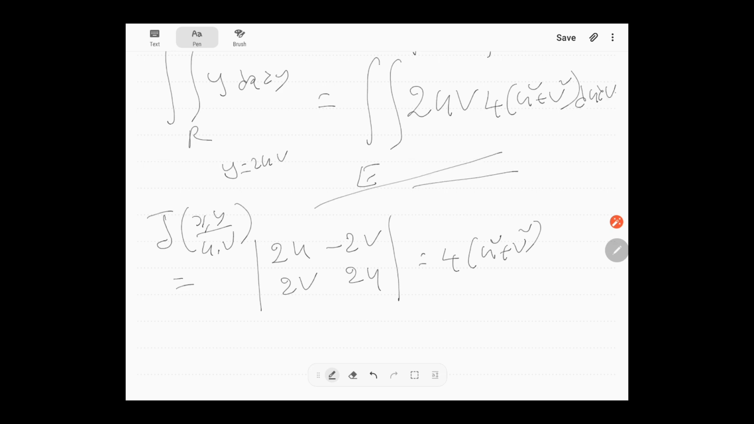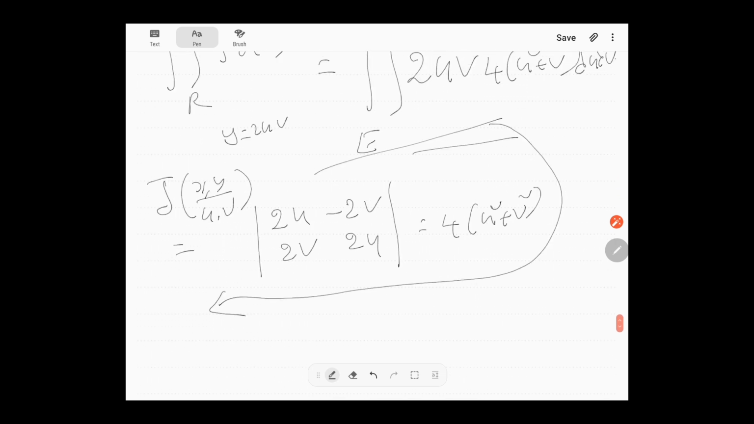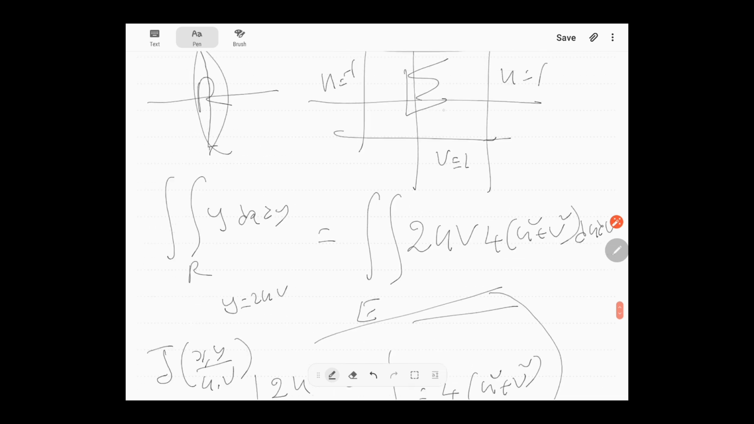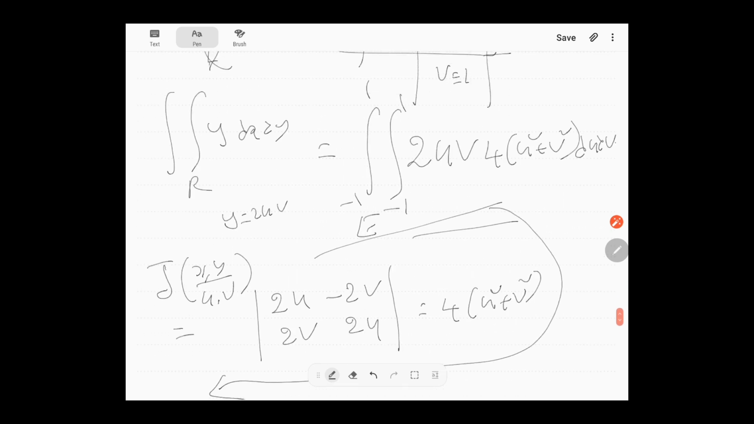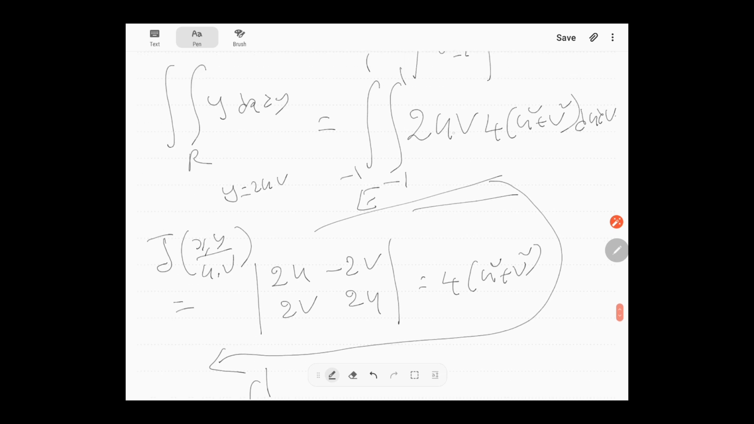So I need to evaluate this integral. Now I will evaluate this Jacobian integral here. What are the limits? Limits are very easy. This is the region E. In this region, limits are minus 1 to 1 and also this is minus 1 to 1. What is the integrand? 4 to 8, that 8 can be taken out. Integral minus 1 to 1. And if I multiply this, u cube into v, with respect to u, I have to evaluate. Limits are minus 1 to 1.